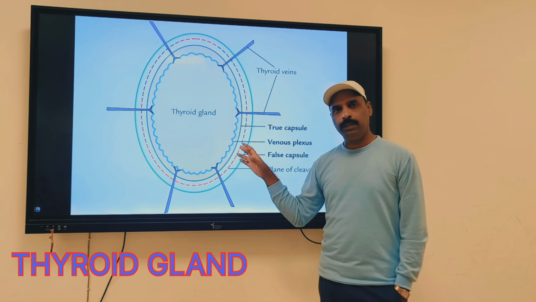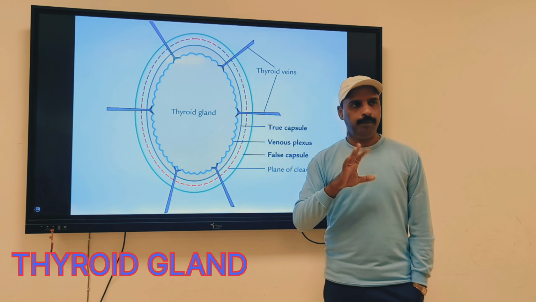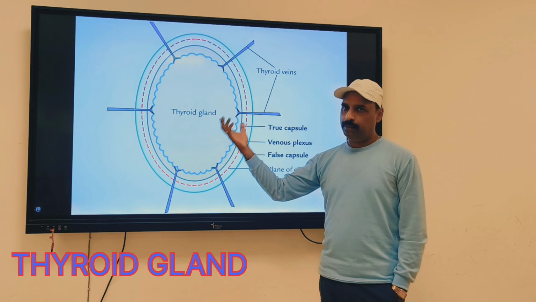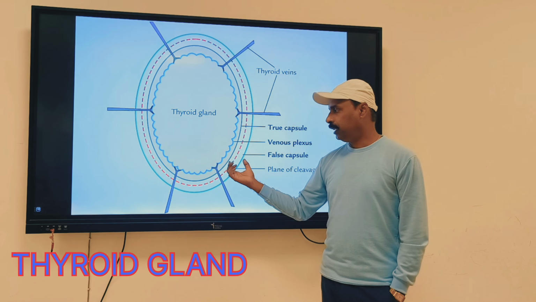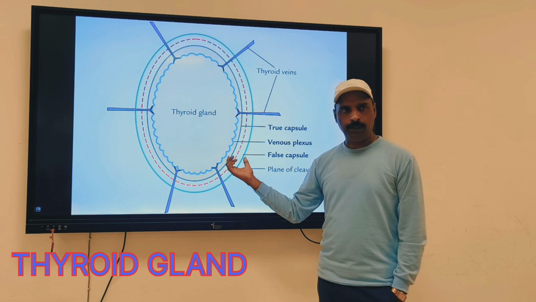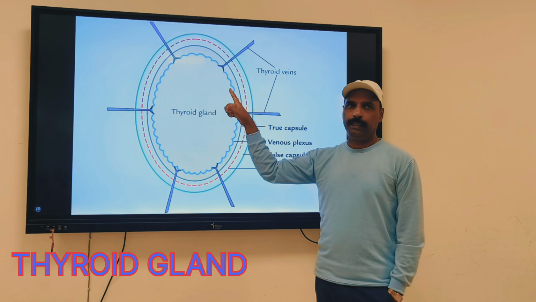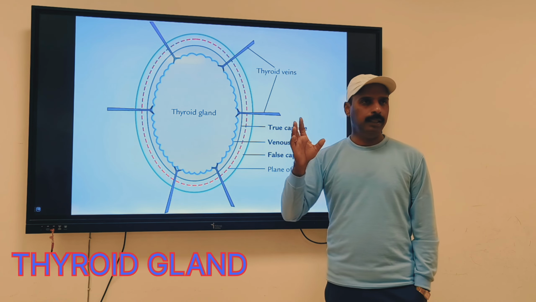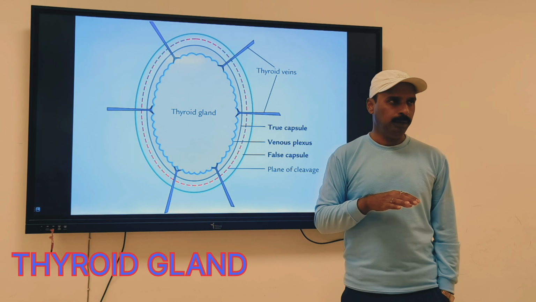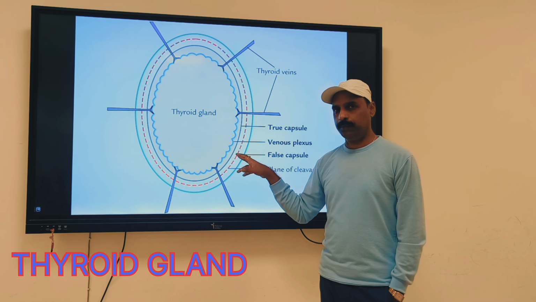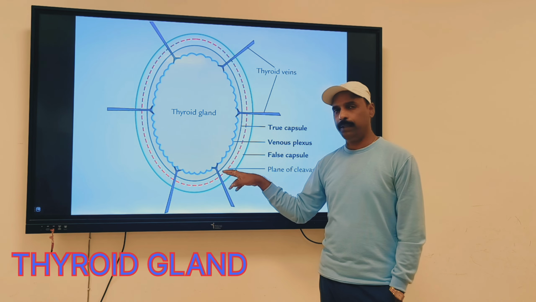So that tissue, in comparison to the thyroid, is the same, because the prostate is also a gland. It is also made up of a true and false capsule. Only the presence of the venous plexus in the thyroid is deeper to the true capsule. In the prostate, the venous plexus lies in between the false and true capsule.